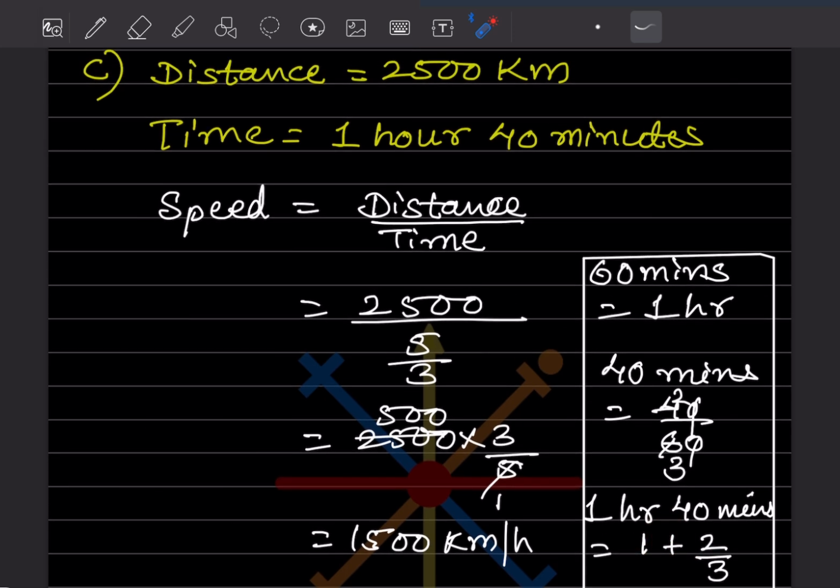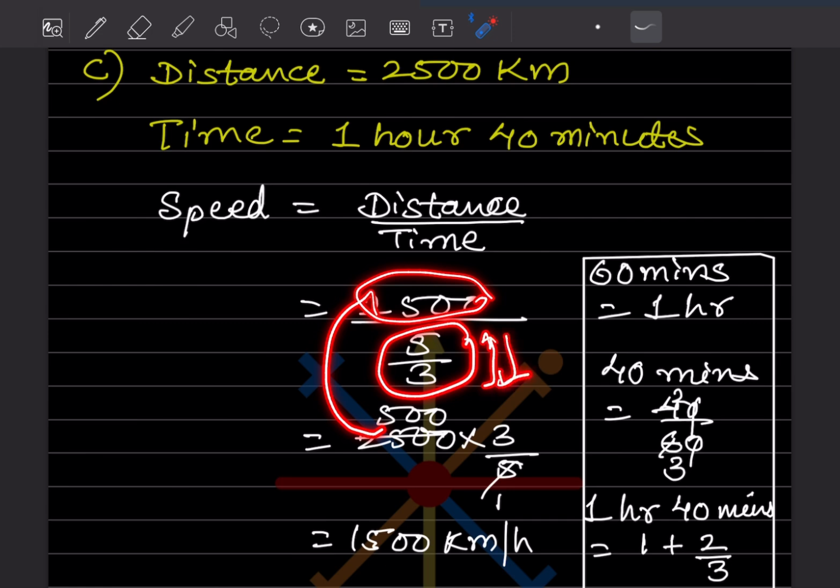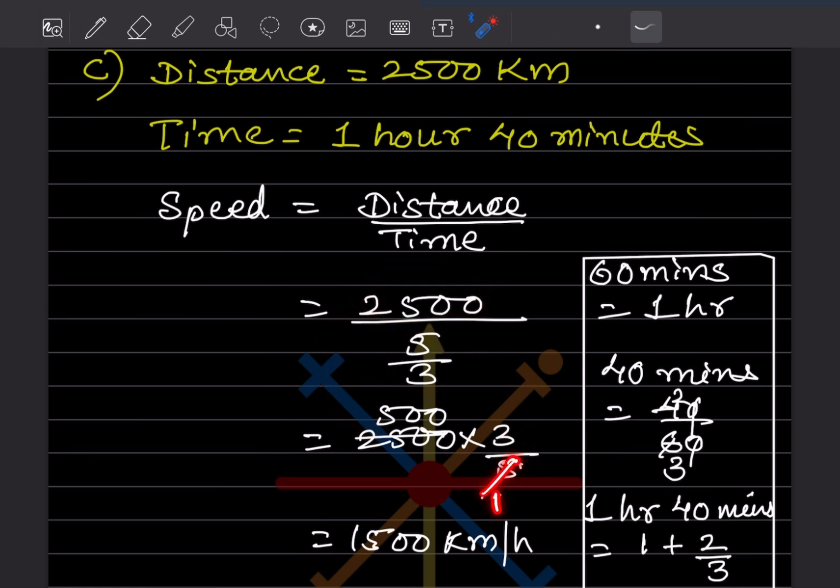So now what will you do here? The distance you will write as it is. Time you will write here 5 by 3, that will be hours. So now this is the numerator, this is the denominator. So the numerator will be as it is, the denominator will get flipped over. So that is going to be 3 by 5. 5 by 3 will be 3 by 5. So now let us simplify this. 5 ones are 5, 5 5s are 25 and these 2 zeros. 500 into 3, that will be 1500 kilometer per hour.